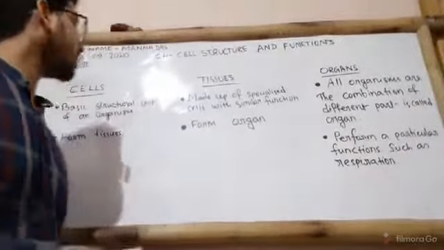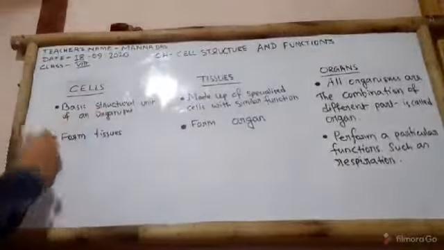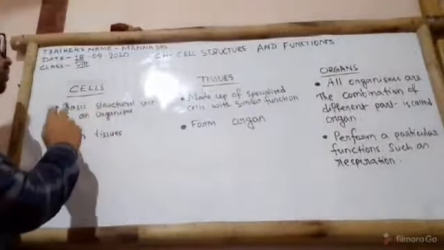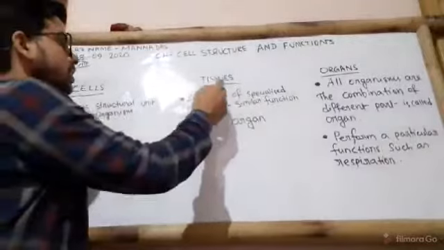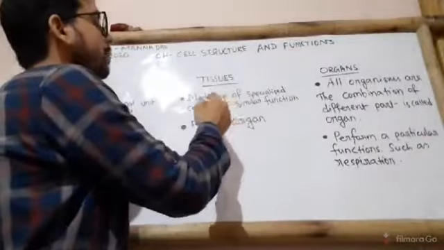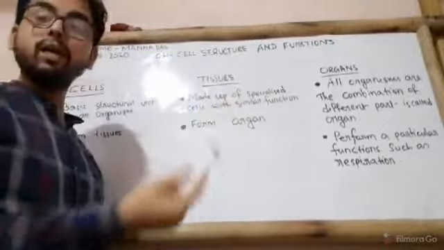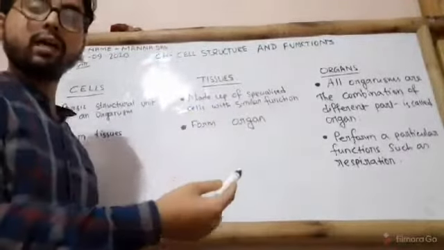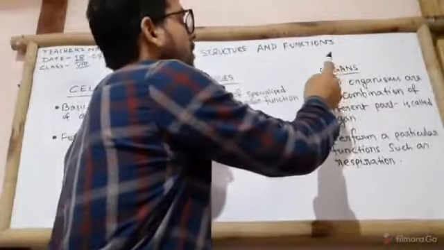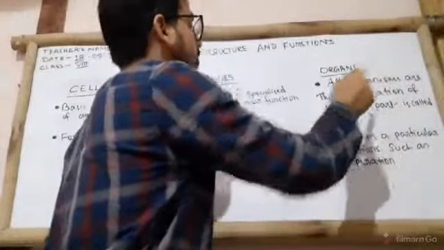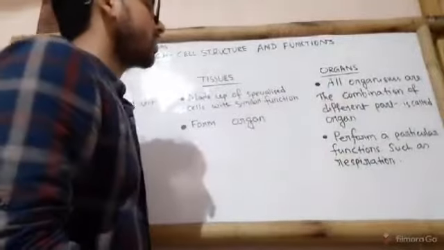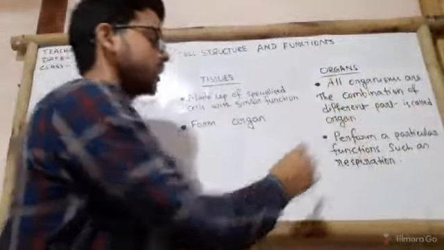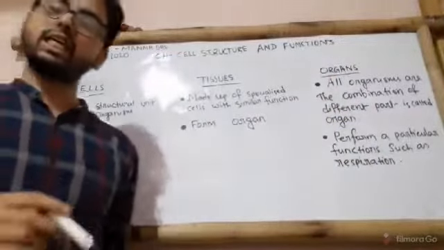First is cells. What is it? It is a basic structural unit of an organism, and it forms tissues. Next we have tissues. Tissues are made up of specialized cells with similar functions, and they form organs. Now organs. All living organisms are a combination of different parts, which are called organs, and they perform particular functions such as respiration, digestion, etc.